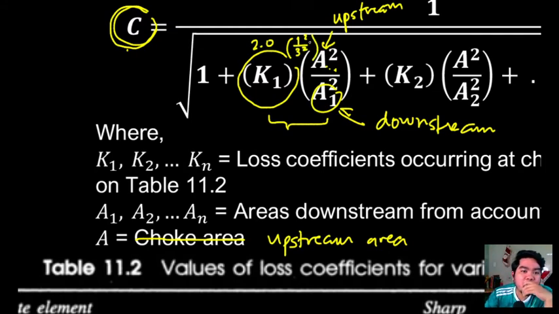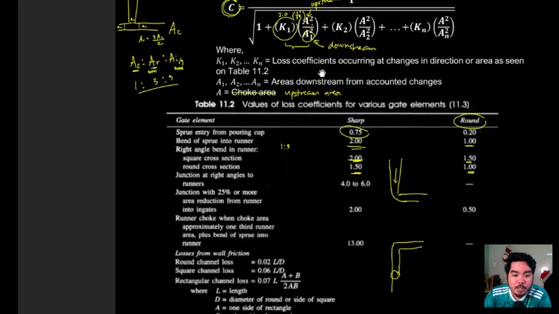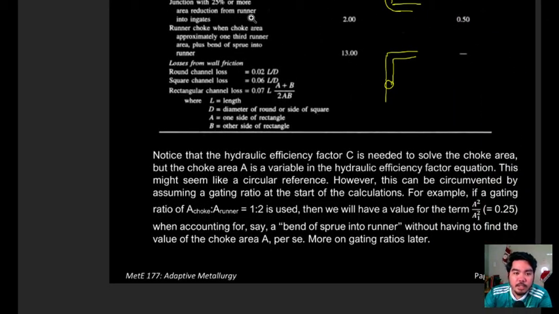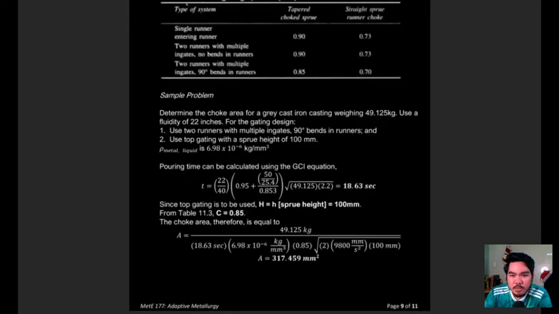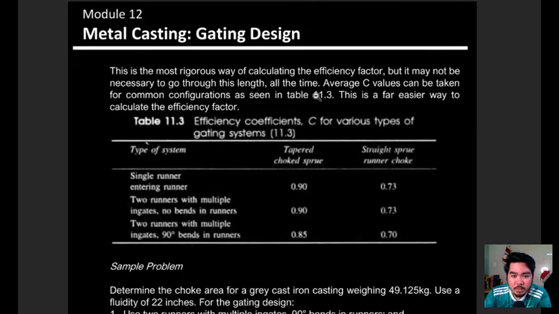Tama? Because this is the choke area, the upstream area divided by the downstream area. Cross-sectional area, I should say. Okay, so without solving for choke area, na-solve na natin tong, or may values tayo para dito sa loss coefficients na to. Just because we know the gating ratios. Okay?